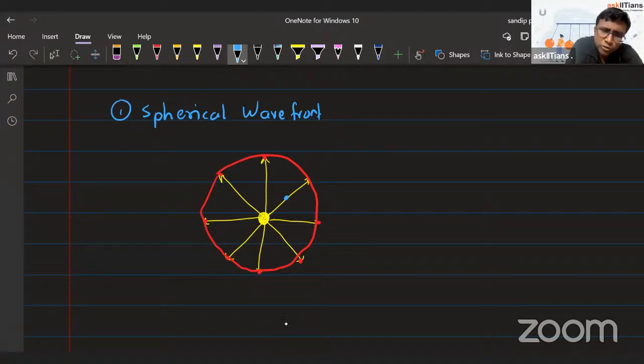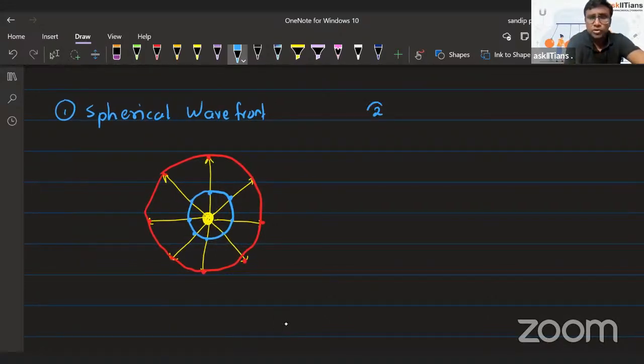Consider these points also. These points also will get the light at the same time from that point source, right? So this is also another wavefront, we can say. This is a spherical wavefront. What else we need to know? So another one is, let's say, the cylindrical wavefront.